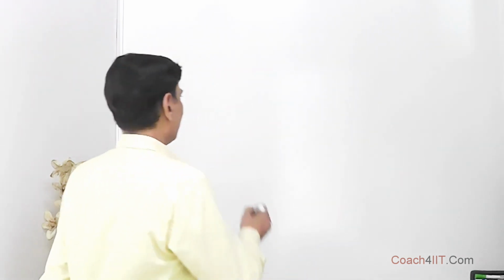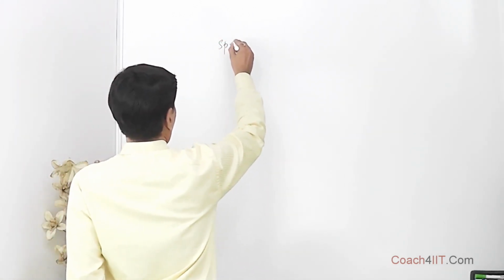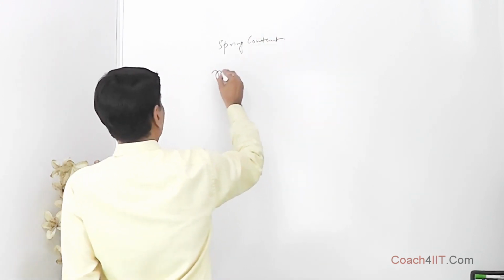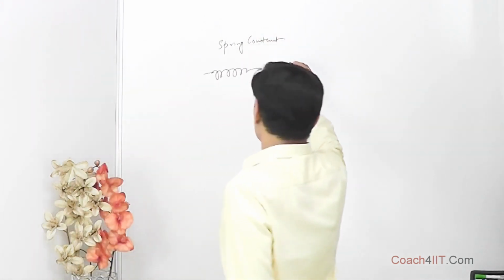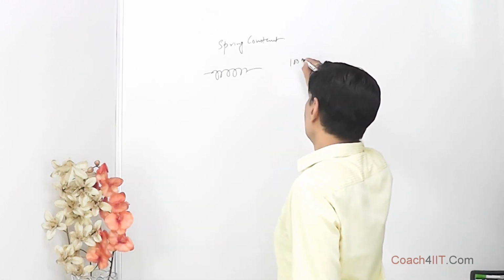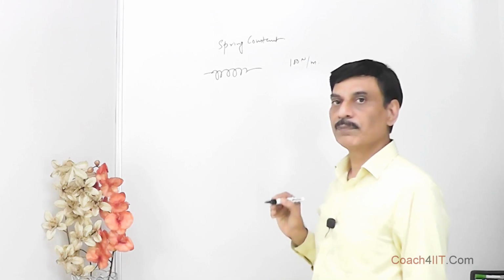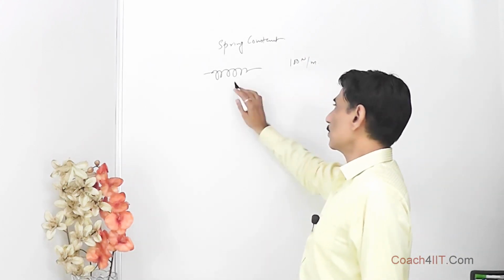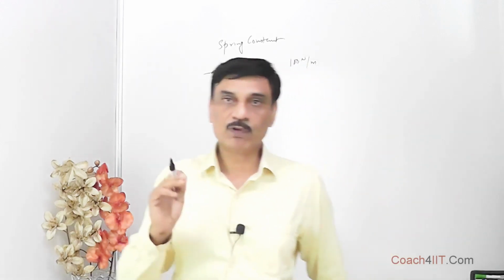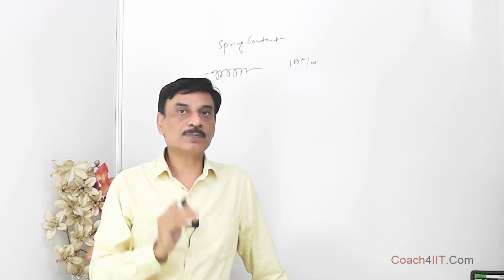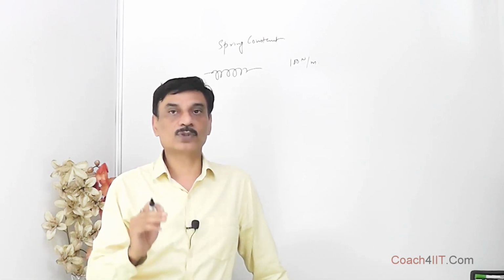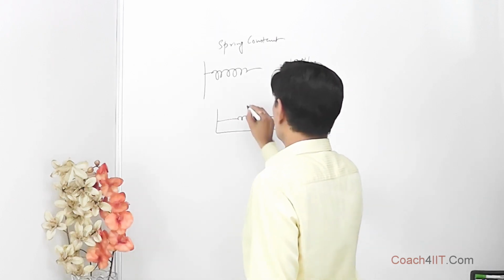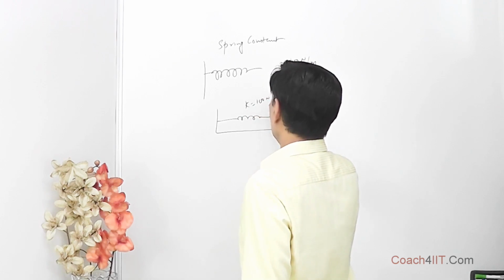That is where we talk about the spring constant. If this is a spring and we say its spring constant is, suppose, 100 Newton per meter, what does it mean? It means if we want an extension of 1 meter, extension or compression, that is deformation, in this spring, we will have to apply a force of 100 Newton onto this.